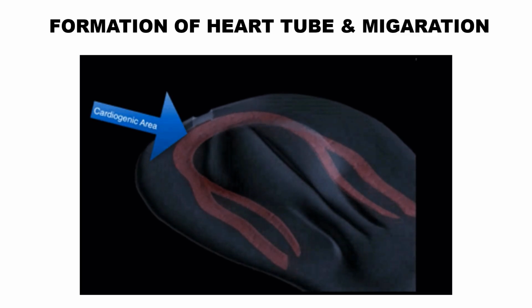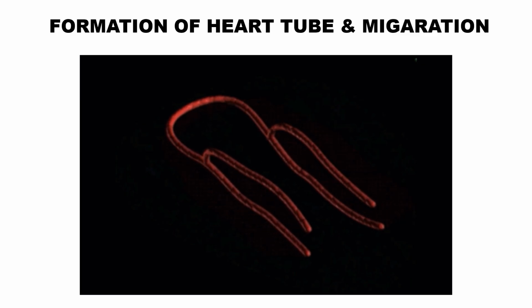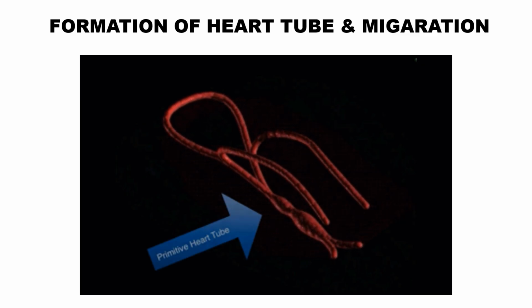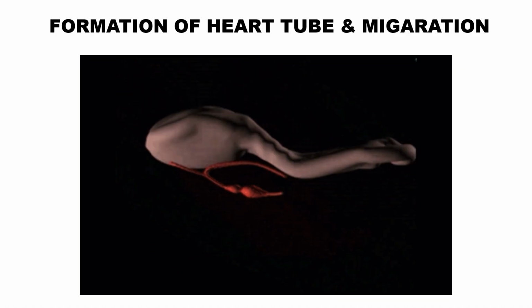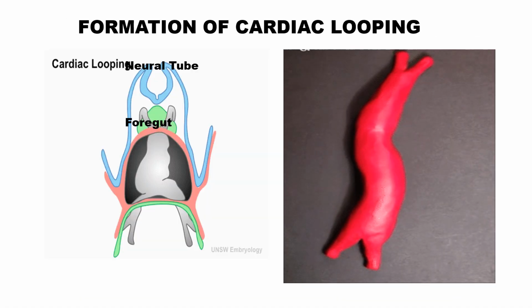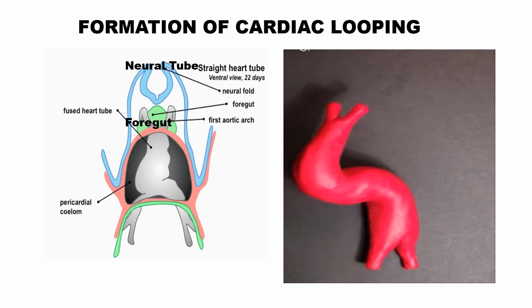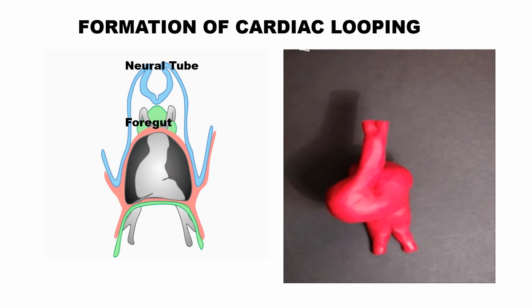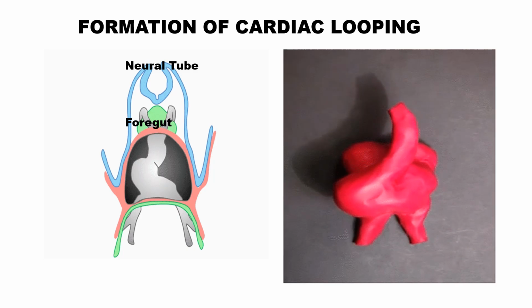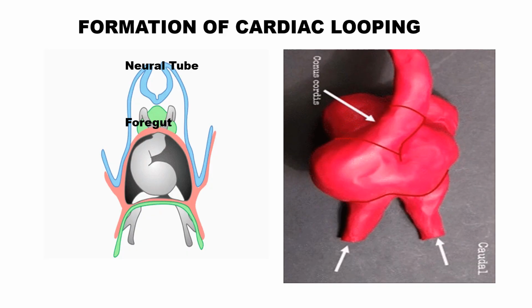Video showing the formation of the heart tube and the migration. Formation of the cardiac loop. The schematic diagram shows the heart tube ventral to the foregut, and the foregut is ventral to the neural tube.